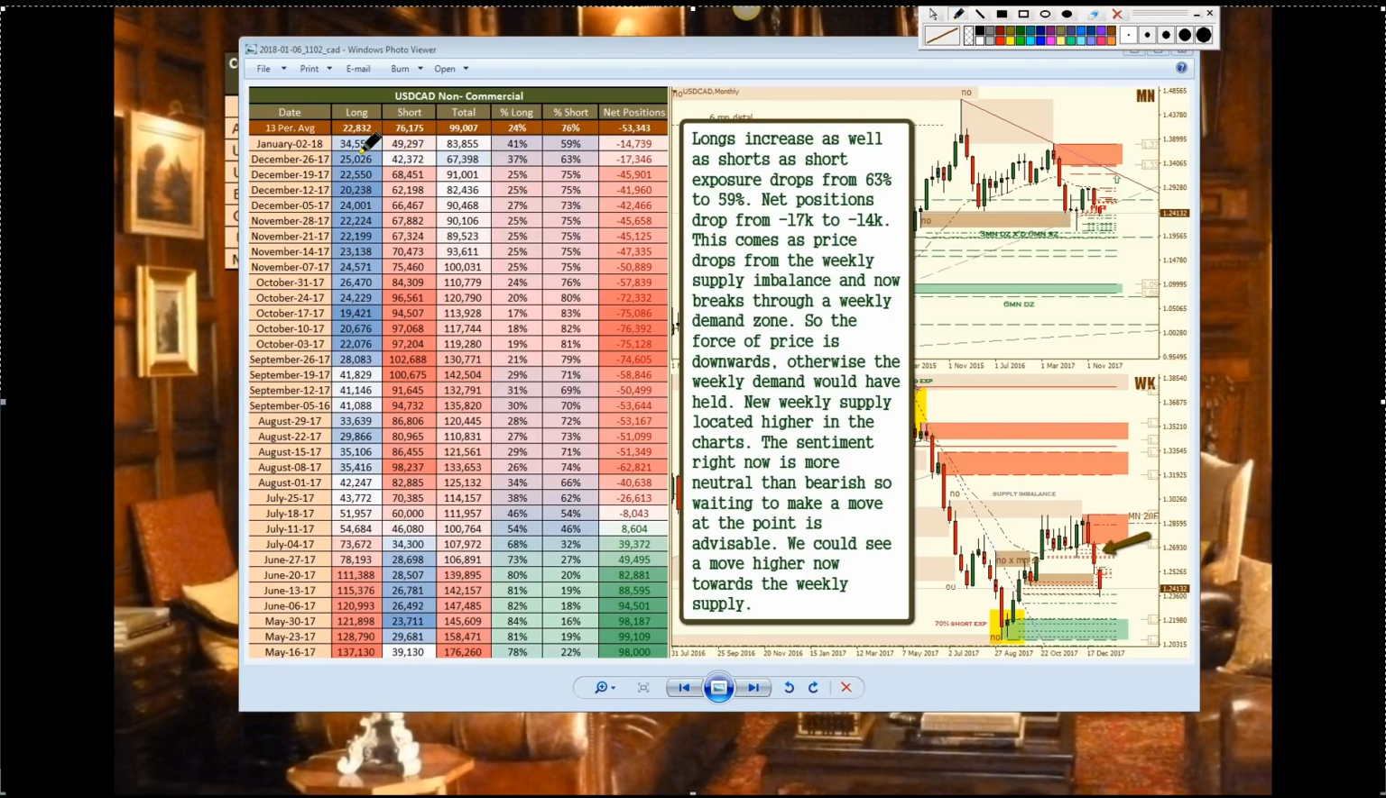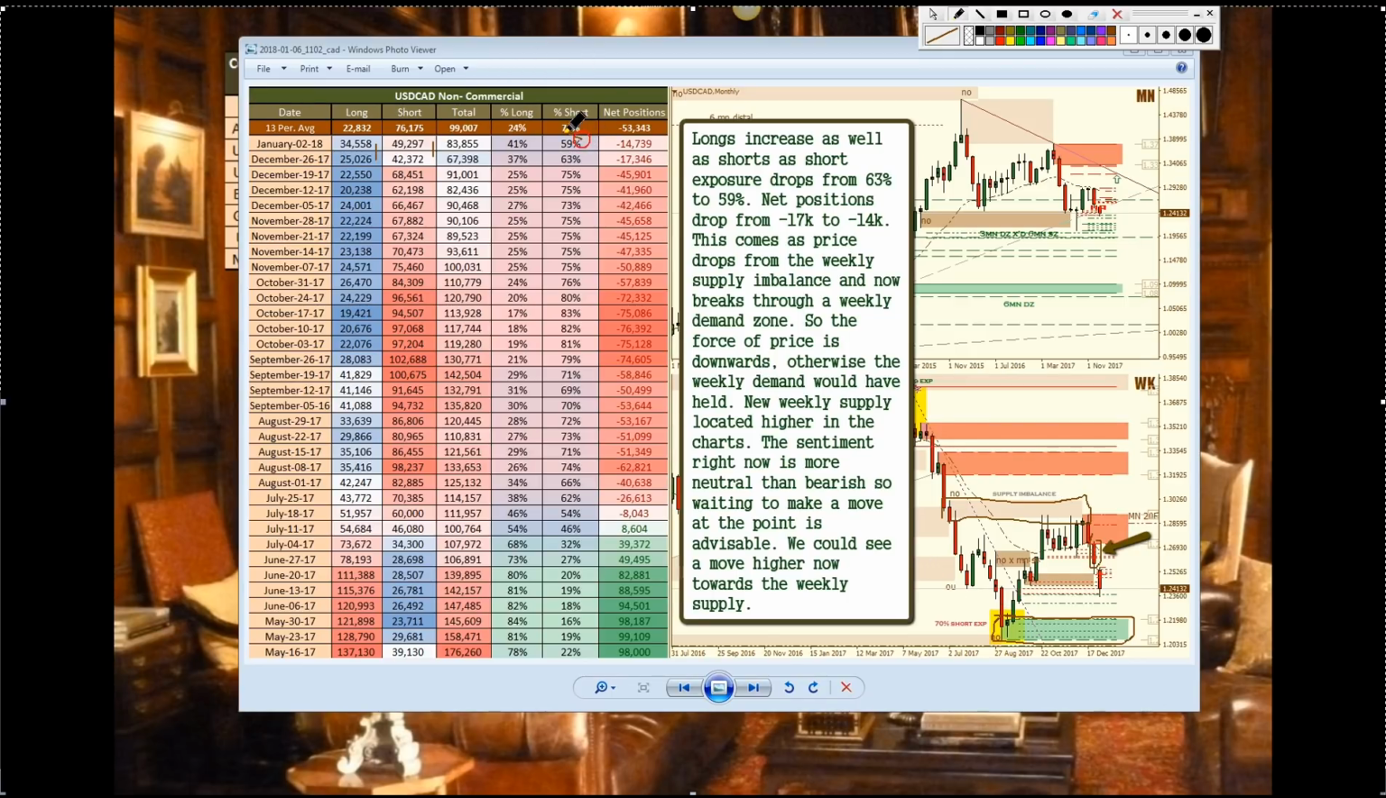US CAD, we see an increase in longs from 25,000 to 34,000. Also an increase in shorts from 42,000 to 49,000. And that's as price drops from that weekly supply imbalance that we've been looking at for quite some time. So we hit the weekly supply imbalance, and now we're dropping right towards this area of weekly demand. It's a decent area of weekly demand. It didn't necessarily cause anything important to happen except for breaking a trend line, but that's pretty much it.